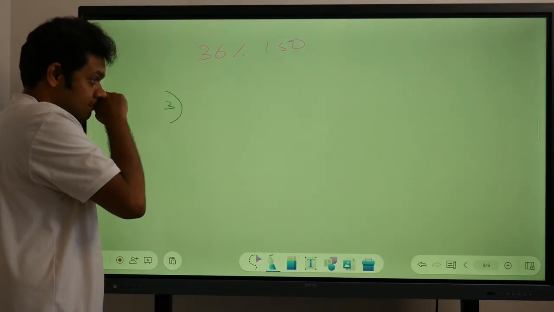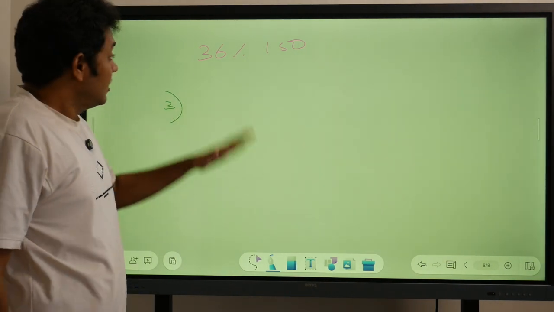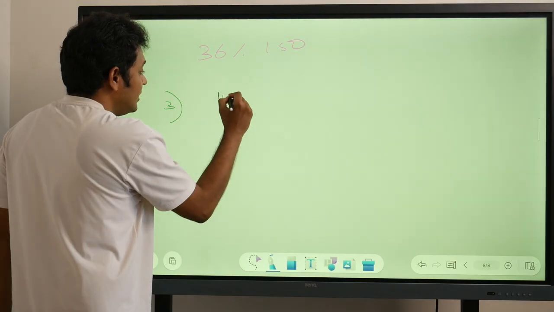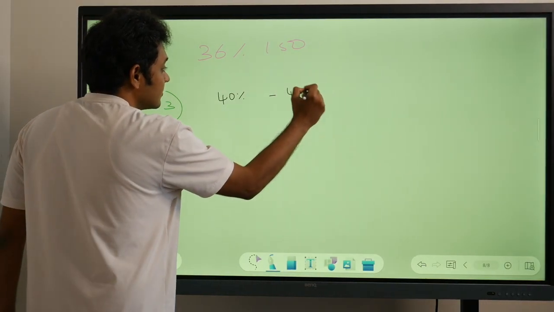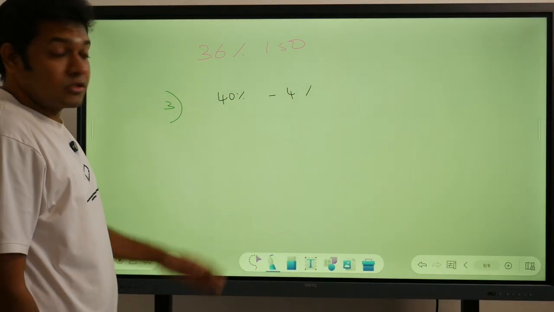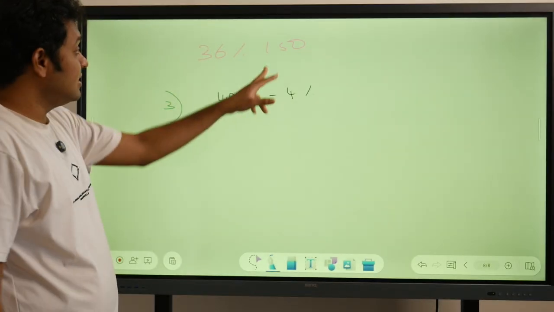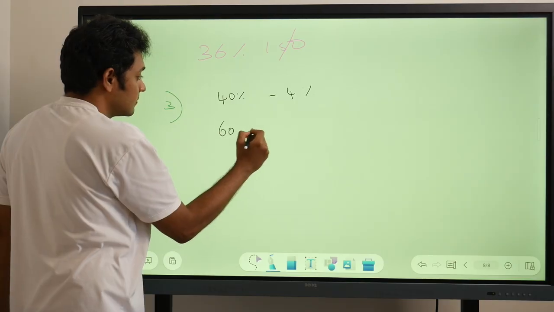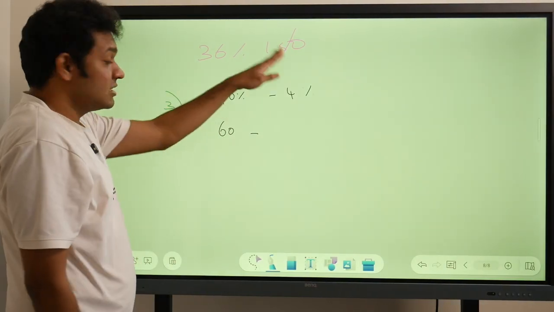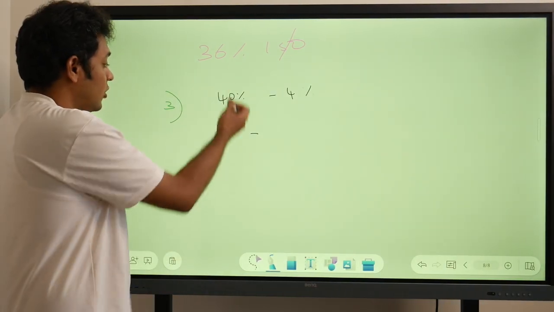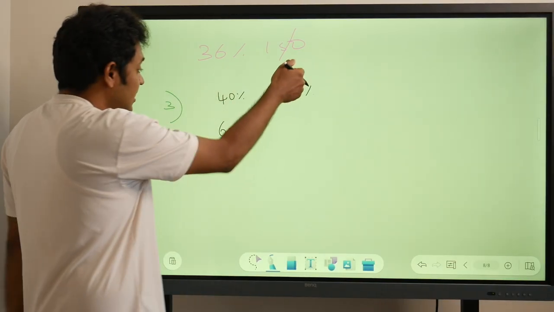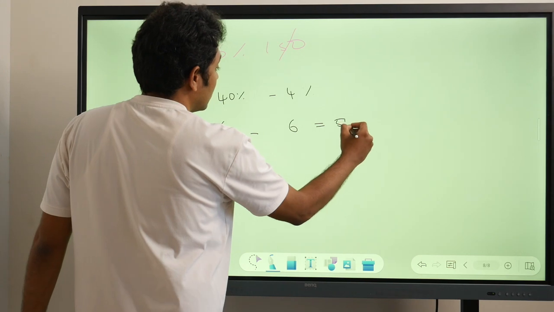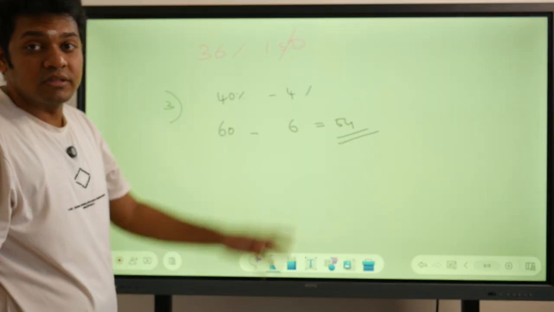Method 3, through subtraction. This 36% can be written as 40% minus 4%. Instead of finding 30 and 5 and 1, 40 is easy. Since 10% is 15, 40% straight away will be 60. Can I say 4% is just 6? 60 minus 6 will be 54 through subtraction. This is easier.